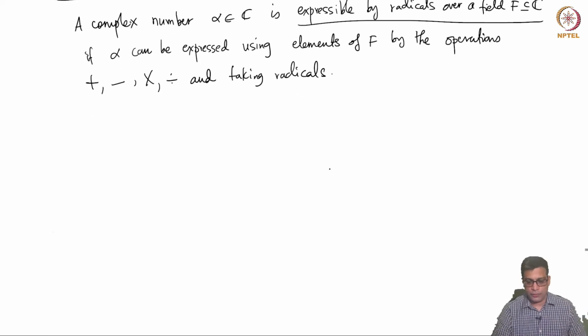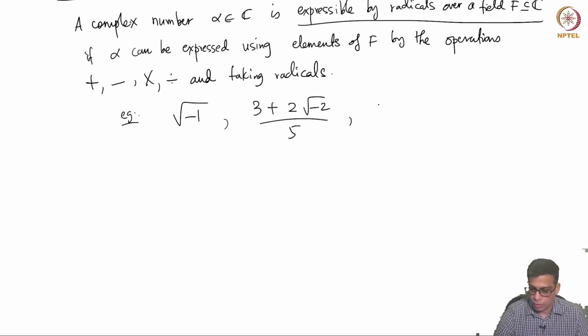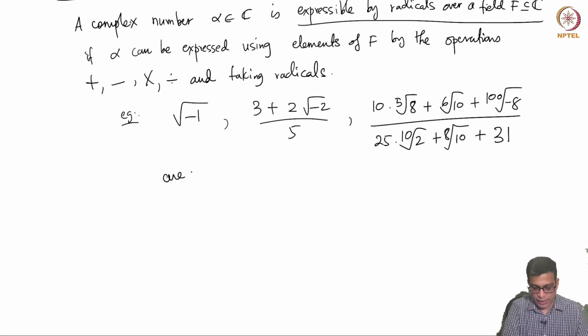Okay. So, for example, root minus 1 is one such, 3 plus 2 times minus 2 by 5, or 10 times 5th root of 8 plus 6th root of 10 plus 100th root of minus 8 by 25th root, 25 times 10th root of 2. I mean, I am just, as you can see, just randomly writing some numbers. Okay. These are expressible by radicals.